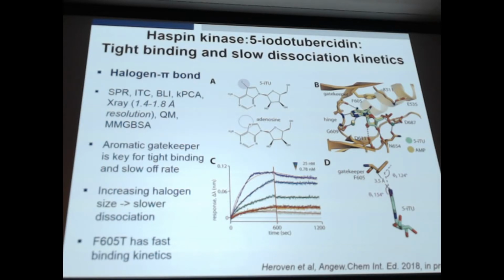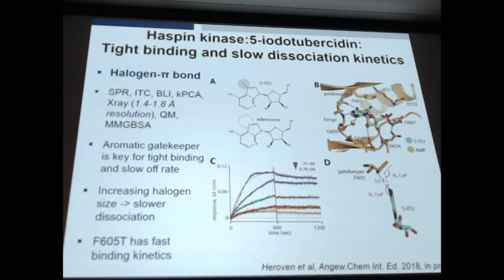This was focused on a kinase, Haspin kinase, and was a protein that had been worked on in Stefan Knapp's laboratory in Frankfurt, where they solved structures with inhibitor complexes and did thermodynamic and kinetic measurements. And the interesting thing here is if we look at the inhibitor compared to adenosine, it just has an additional halogen atom here. You can see the superposition of the two compounds in the binding site. And what's introduced here is a halogen interaction with a gatekeeper, an aromatic gatekeeper, a phenylalanine.